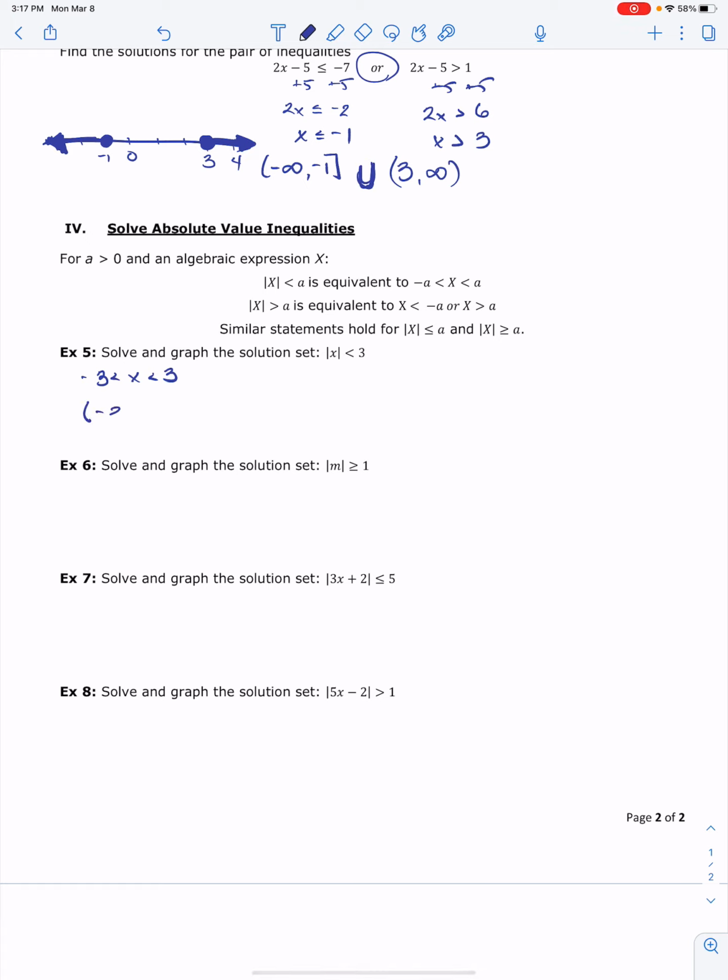If we wanted interval notation, which I'm not crazy about here, that looks a little more like an ordered pair. But this picture shows what we mean when we say it is within 3 of the origin.